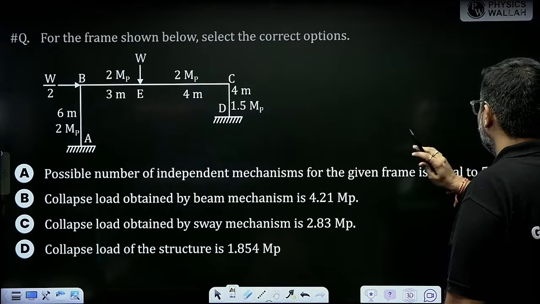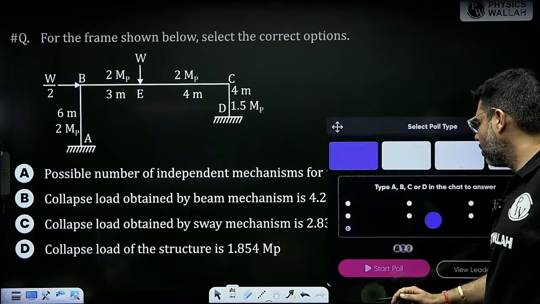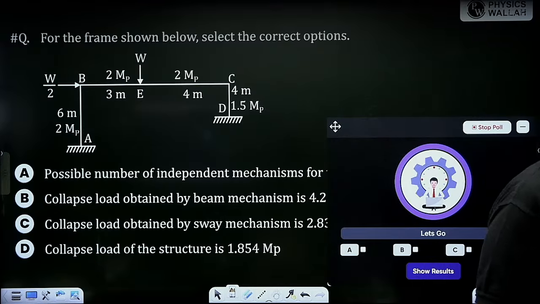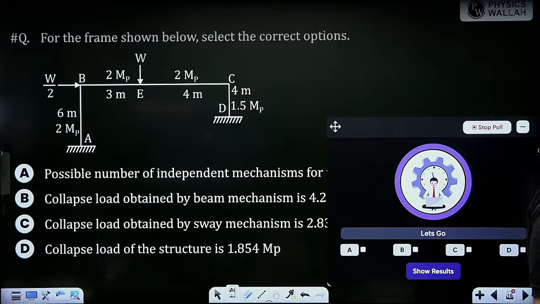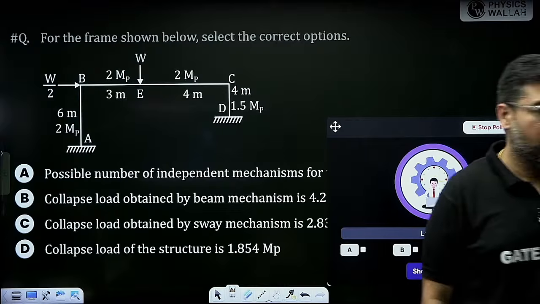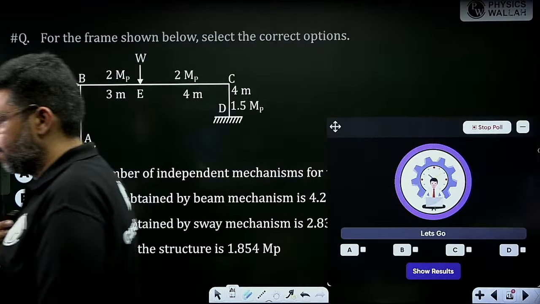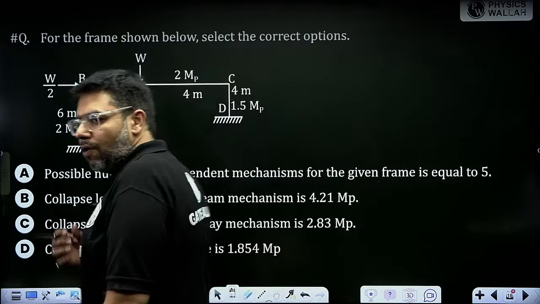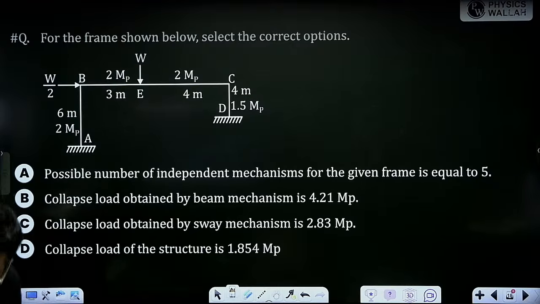Let's see one question on portal frames. More than one answer can be correct here. Please try to solve this one. Very interesting question again. A lengthy one. So take your time, solve it properly. Do it fast. Solve it, please. If it is done, let me know.